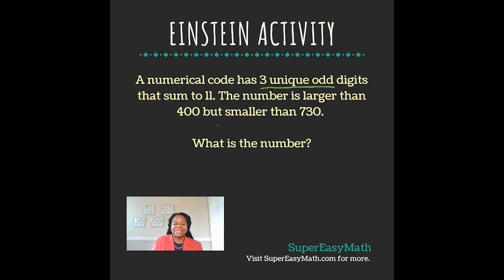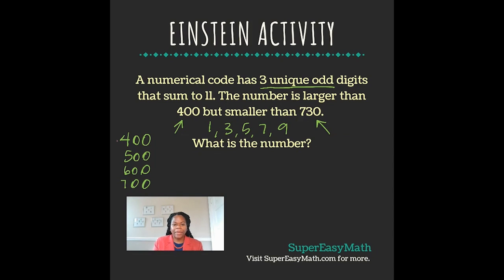Well, all my single digit odd numbers are 1, 3, 5, 7, and 9. So I know that a combination of 3 of those digits is what's going to make our number. Another important clue they let us know is that the number falls between the range of 400 and 730. So that means we have numbers in the 400s, 500s, 600s, and 700s that we need to consider.